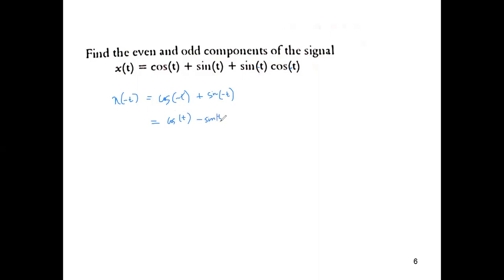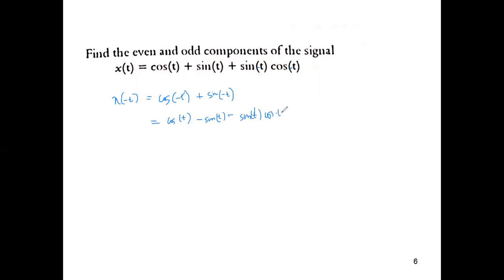Then what about the third term? Sine of minus t is minus sine t, and cos of minus t is cos t. So this becomes minus sine t into cos t.